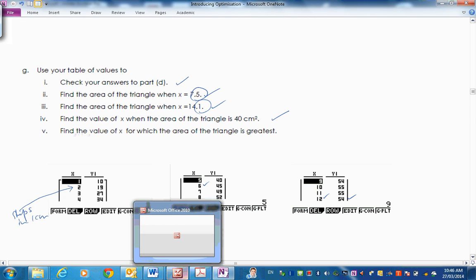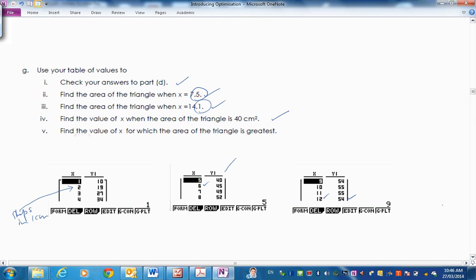I can answer this one. Yep, when the area of the triangle is 40. Let's see if we can find 40 here. There it is. So I would have to chop off 5 centimetres from the top to make my triangle.